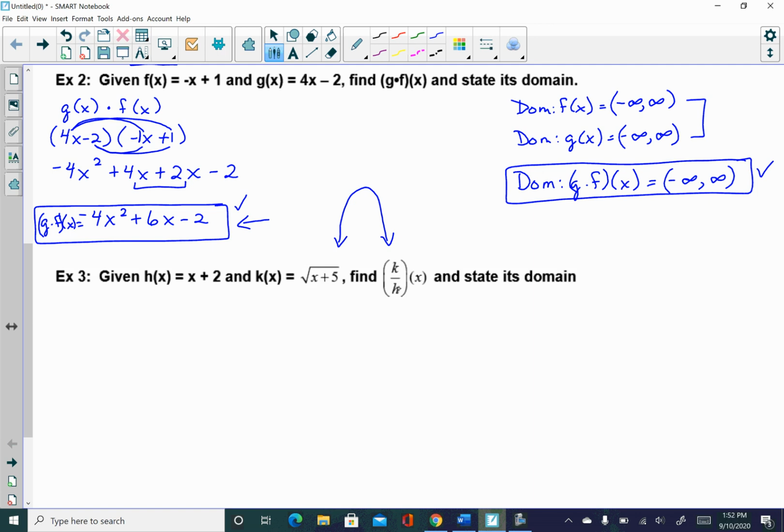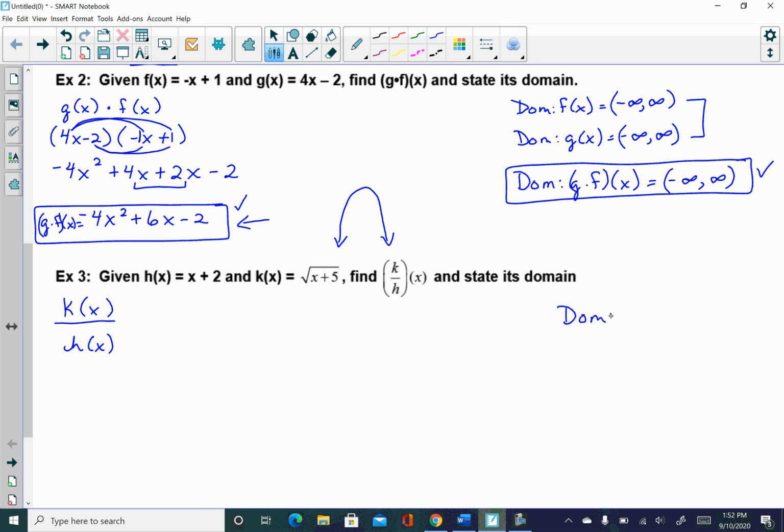I want you to find k over h of x. So remember, that just means I'm finding k of x over h of x. Let's continue with the same method that we were doing. Let's find the domain of h and k first.